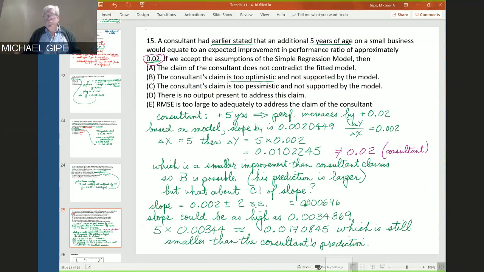So what we're really doing here is we're kind of doing our own version of a t-test where our null hypothesis is based on a slope that turns out to be more than 2 standard errors of the slope away from what our model says. So we would say in that case that the consultant's claim does contradict. So A is wrong.